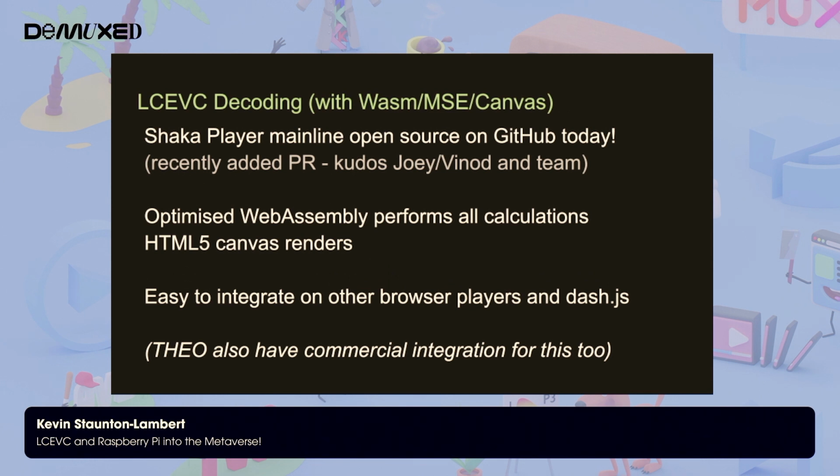And what about decoding? Well, with a browser, you can use Media Source Extensions, there's a bit of WebAssembly, and render into a canvas. You can find some working examples. Shaka Player mainline now actually has this, which you can get from GitHub today. Kudos to Joey and Vino and the team. And it's also easy to integrate into other browser players. So dash.js has this, and THEOplayer has this too.